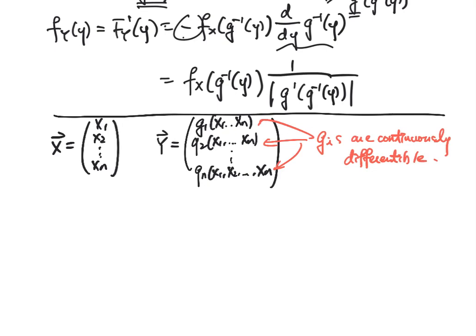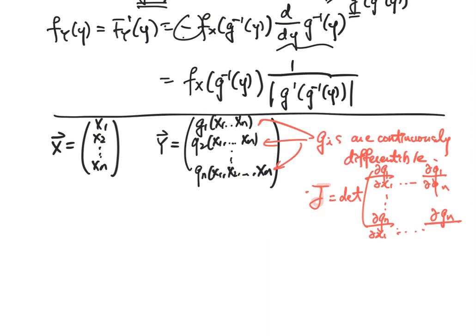Here we will also assume that the Jacobian matrix is... the Jacobian, which is the determinant of this matrix. Maybe I should write it in a better way.